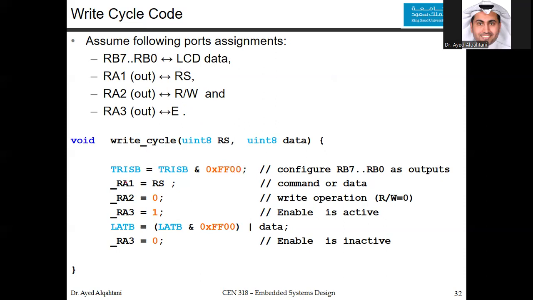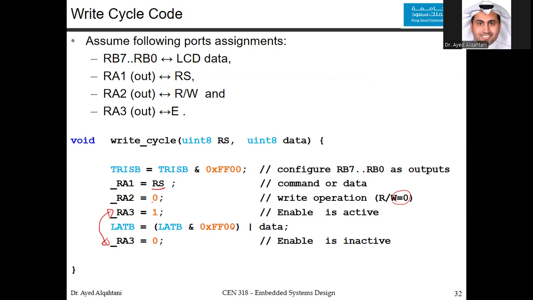Now for the control signals, you have the RS, you assign it to RA1, 0 for RA2, since this is a write operation, and we know that the write has R/W equal to 0, and RA3, which is the enable. You make a sandwich here. You enable by assigning RA3 equal to 1, and then once you do the writing, you disable, or you make the enable inactive. So that's the sandwich, or what I like to call the sandwich.